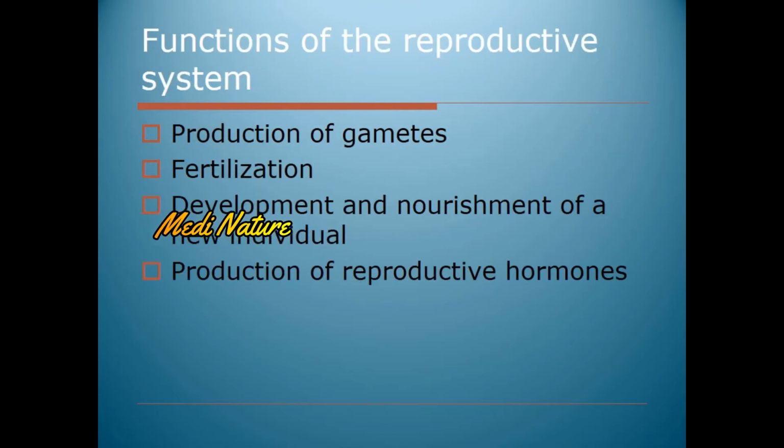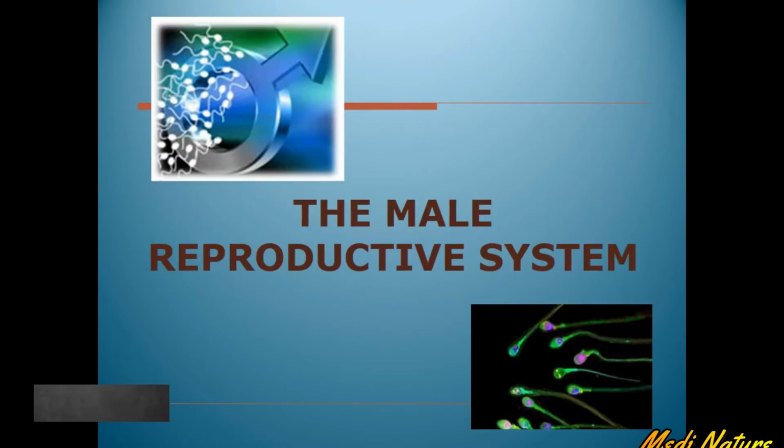What are the main functions of the reproductive system? The main functions are production of gametes or reproductive cells, fertilization, and also development and nourishment of the new organism, and other than that, production of reproductive hormones. First, we are going to talk about the male reproductive system.